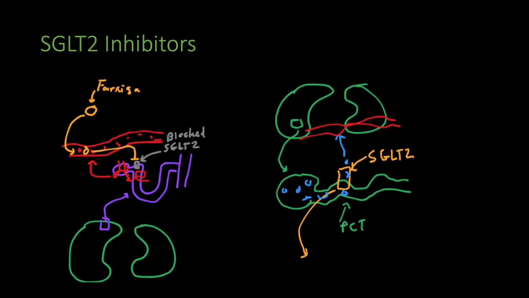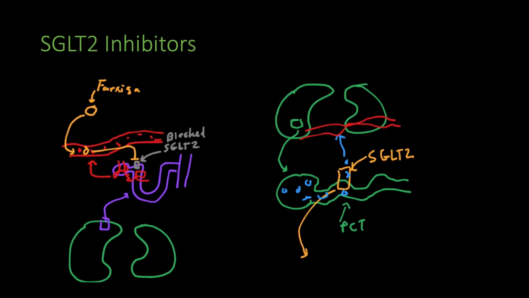The SGLT2 inhibitors, as I mentioned, are another mechanism that works also in the kidneys, where the nephrons are. This works in the proximal convoluted tubule. It's at the very beginning of the nephron: you have the glomerulus, then your proximal convoluted tubule, then the loop, then you have the distal convoluted tubule and collecting duct.